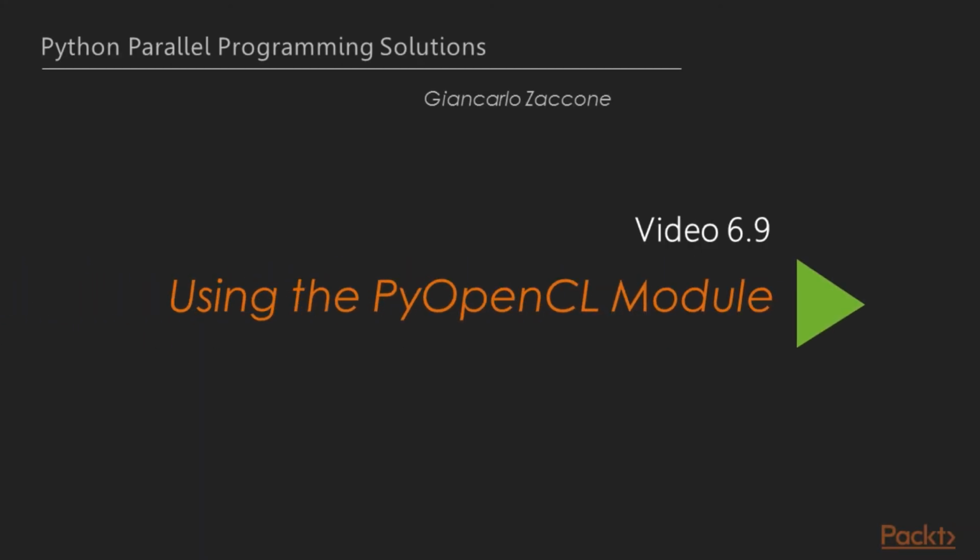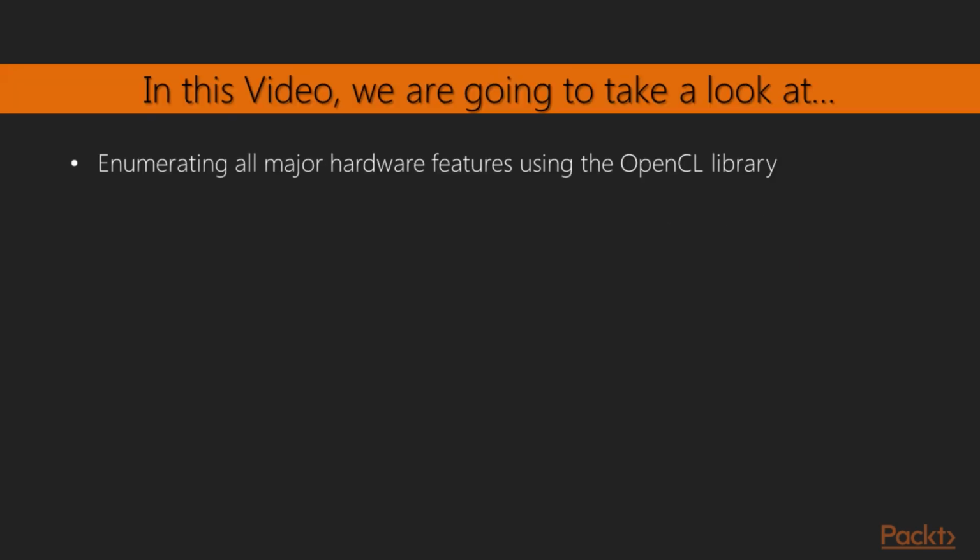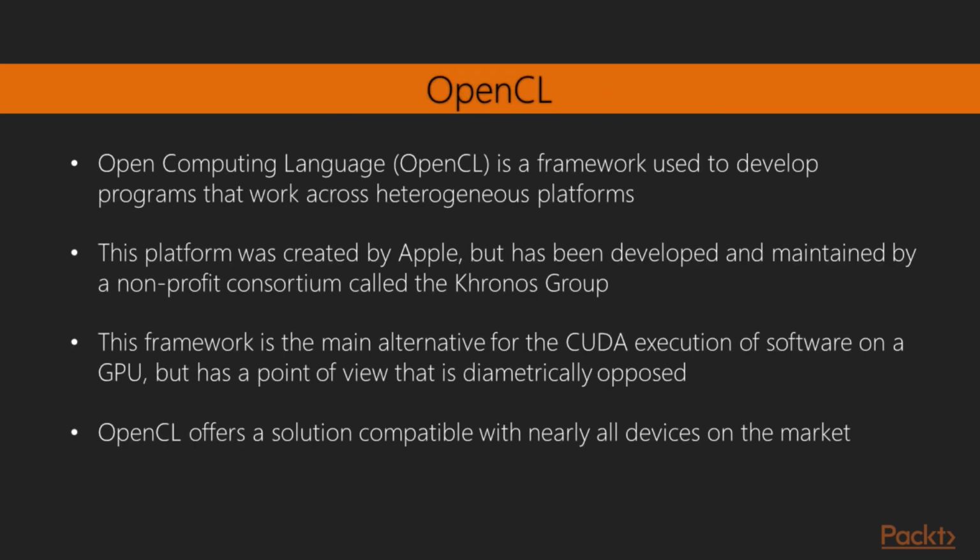Welcome to the 9th video, using the PyOpenCL module. In our previous video, we saw how to use GPU-accelerated libraries with NumbaPro. In this video, we'll enumerate all major hardware features using the OpenCL library. Open Computing Language, or OpenCL, is a framework used to develop programs that work across heterogeneous platforms, which can be made either by the CPU or GPU that are produced by different manufacturers.